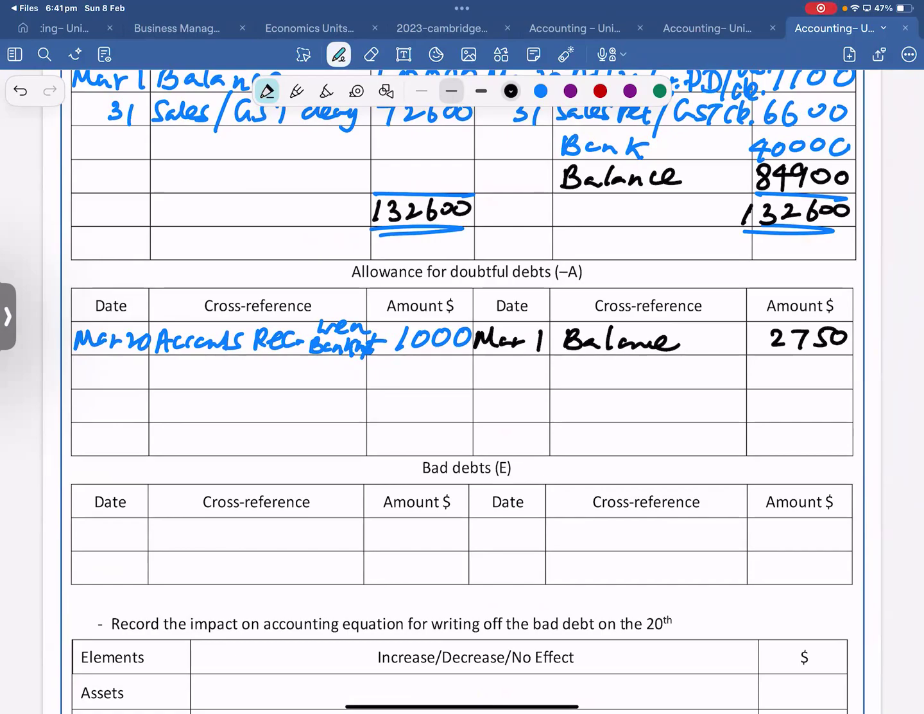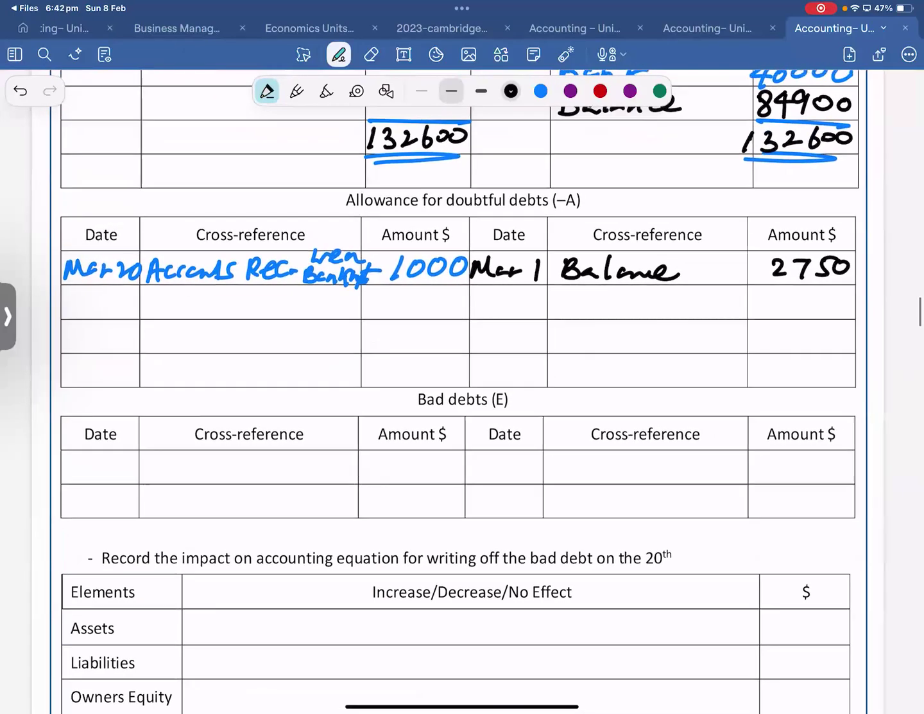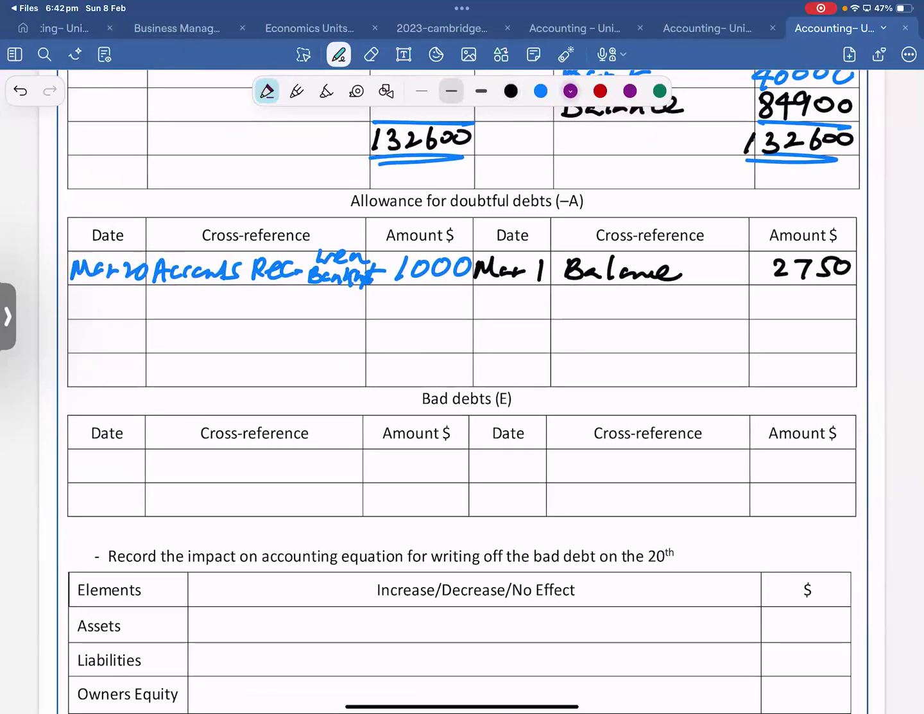Put it at the end of the allowance. Yes, anybody remembers what we do with 3,000? Tenu, do you remember? 3,000 is going to be what? So you record it on the debit side. Bad debts? No.